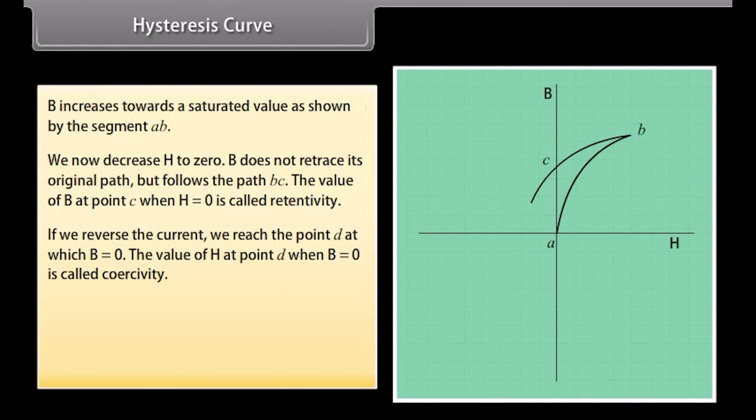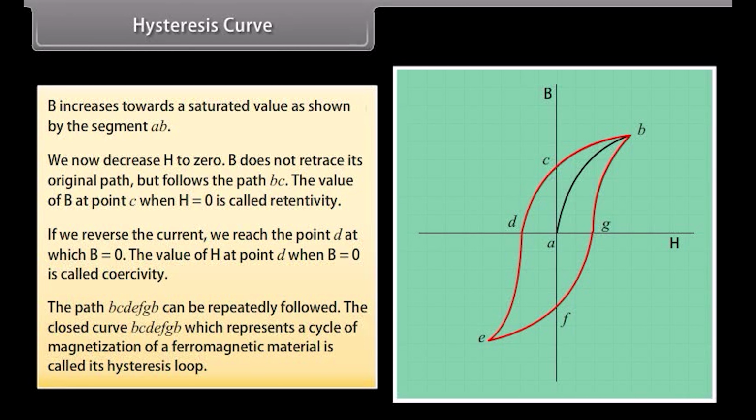If we reverse the current, we reach the point D at which B is equal to 0. The value of H at point D when B is equal to 0 is called coercivity. As we further increase the reversed current, B saturates in the opposite direction at point E, and turning the current to 0 at point F. If we increase the current, B again gets saturated value at point B. The path BCDEFGB can be repeatedly followed. The closed curve BCDEFGB, which represents a cycle of magnetization of a ferromagnetic material, is called its hysteresis loop.